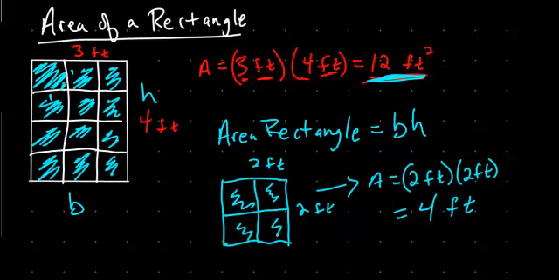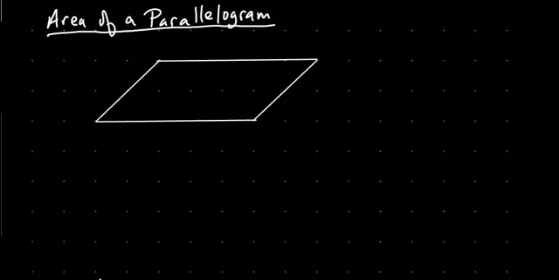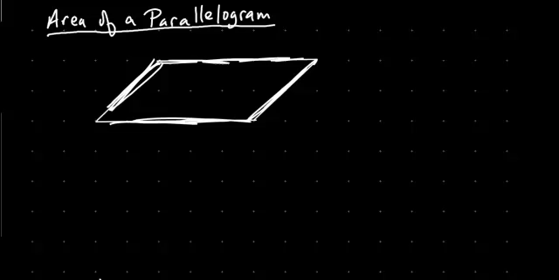Okay? Now let's jump to a parallelogram. First, let's draw a parallelogram. There. So a parallelogram is going to be a figure that looks like this, where this side is parallel to this side, and this side is parallel to that side. Note that a rectangle or a square are both parallelograms as well. So we want to see how to get the area for these.